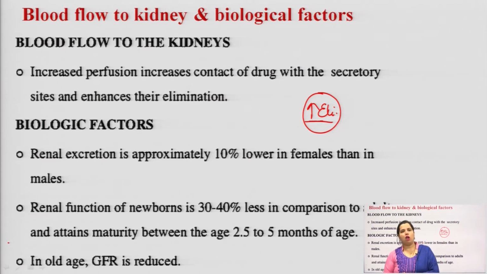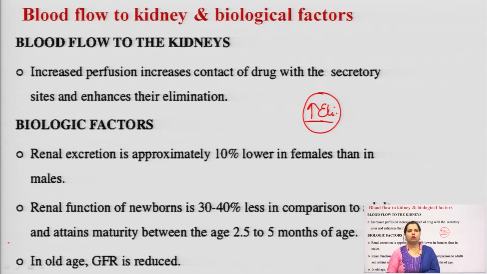Among biological factors, renal excretion is approximately 10% lower in females than in males. Basically, it is a biological difference that may be the reason for this variation.